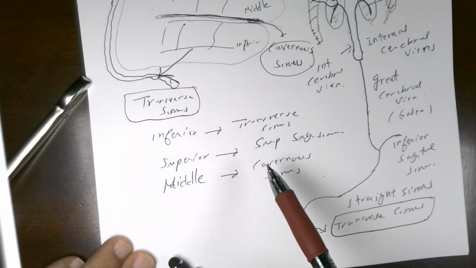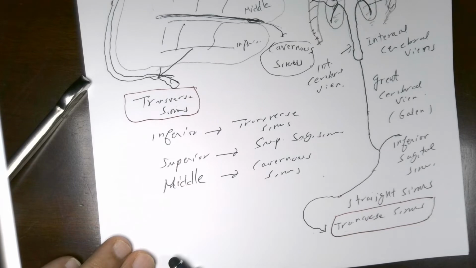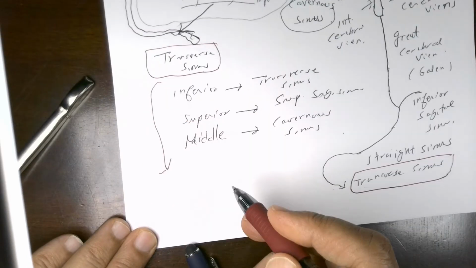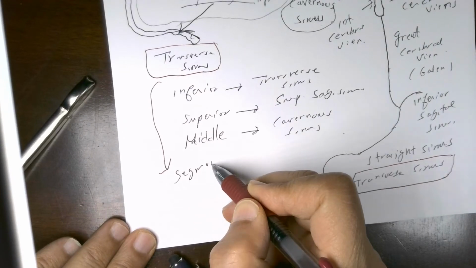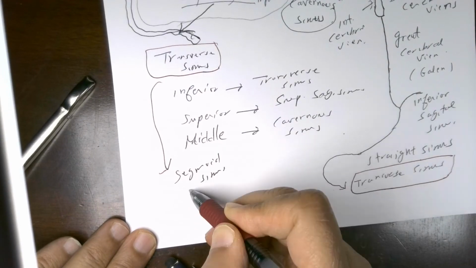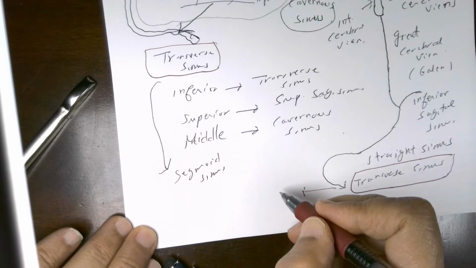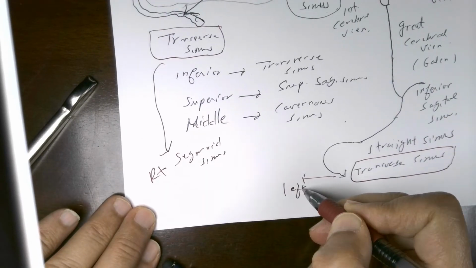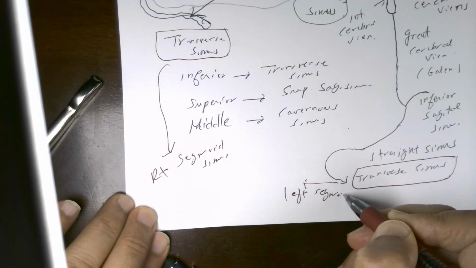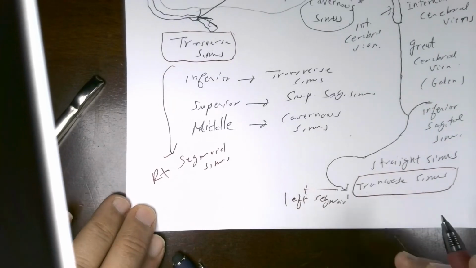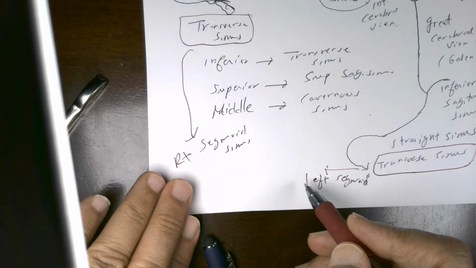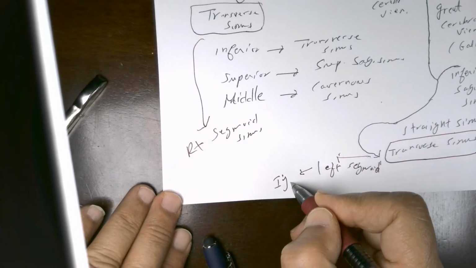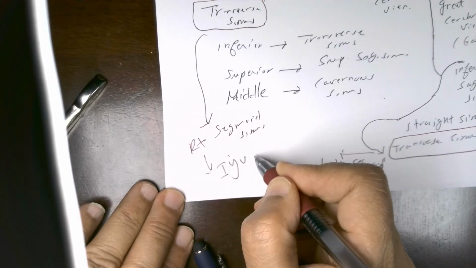Each of them will continue as sigmoid sinus, then sigmoid continues as the internal jugular vein. So this is the right sigmoid, this is the left sigmoid sinus. What is next? Then they go to the internal jugular vein, and this is also the internal jugular vein.